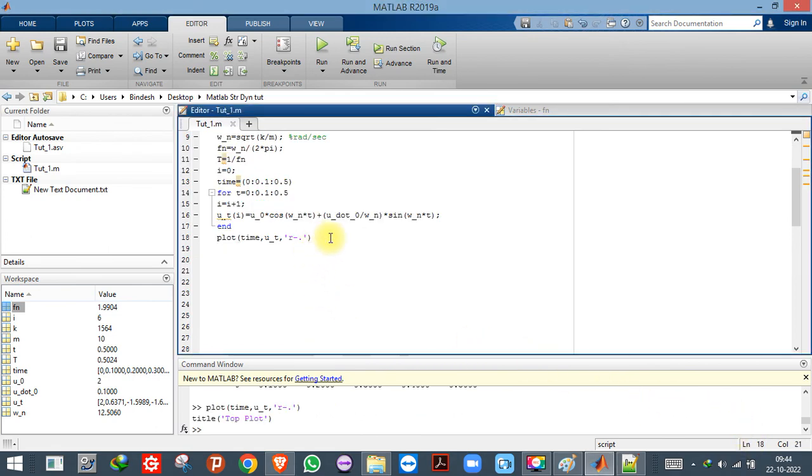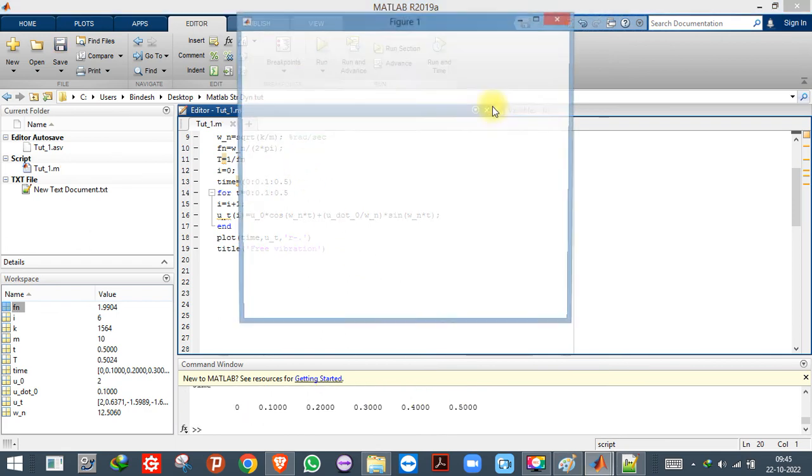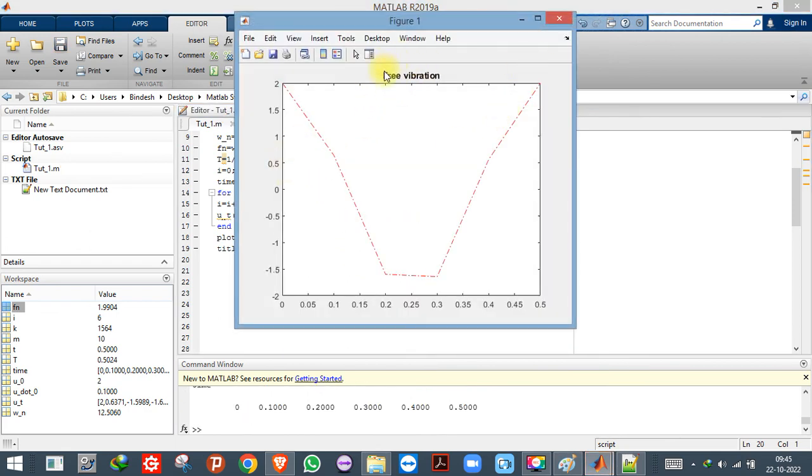So you have seen this. Now if I have to add a title to the graph, I'll simply write title and the name of the graph. The name I'm writing is graph, or I can write free vibration graph. You have to write it in comma and quotation. If I run this, see, the name has come: free vibration.